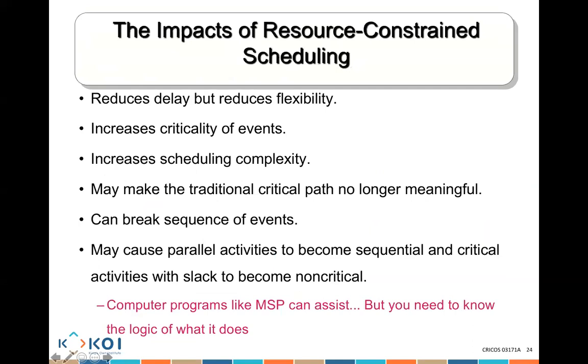Now, ladies and gentlemen, the impact of resource constraint scheduling is we no longer have flexibility. We are pushing things, we're using our slack, we have more critical activities, and the scheduling becomes much more complex. We may have more critical paths available, or the critical paths we had may no longer be appropriate. The sequence of activities, one after the other, might totally change. Some activities might not be done at the same time.